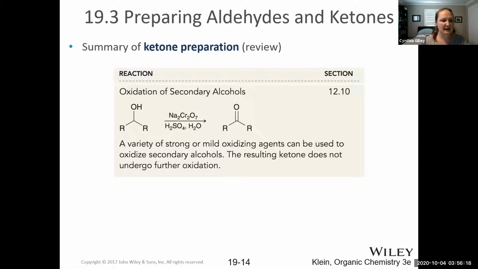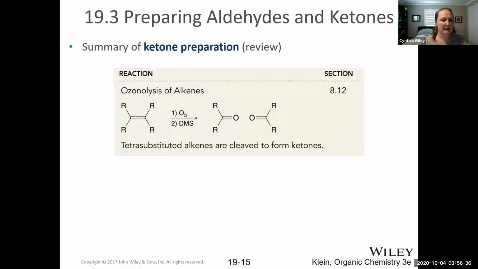We can also oxidize secondary alcohols. When we do, we get ketones. And you can use sodium dichromate to oxidize secondary alcohols, and you can also use PCC, similar to the synthesis of aldehydes from primary alcohols.